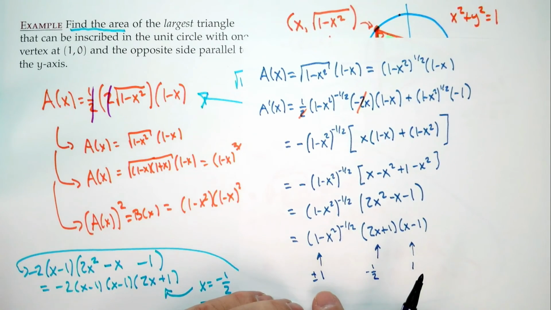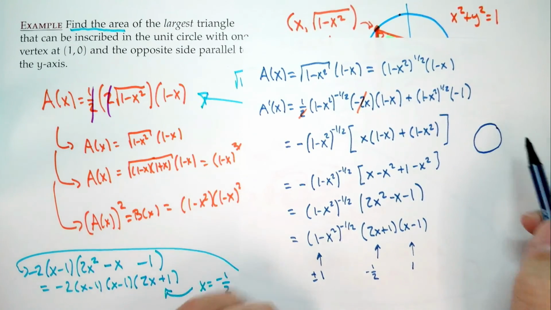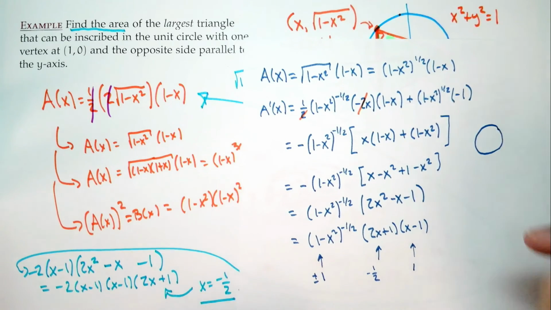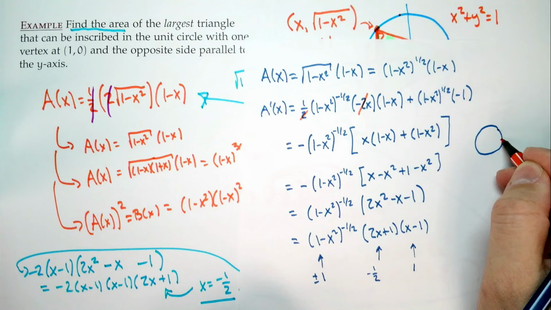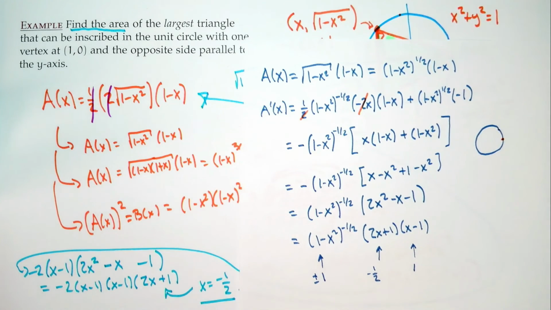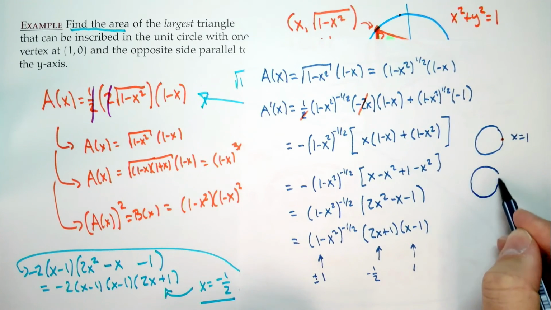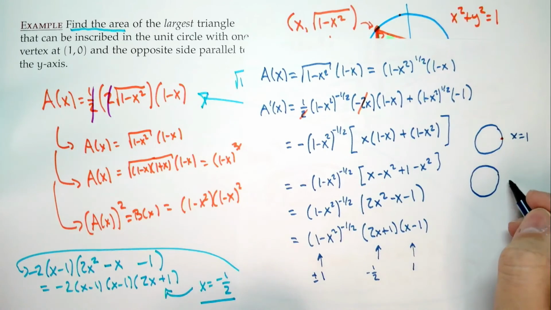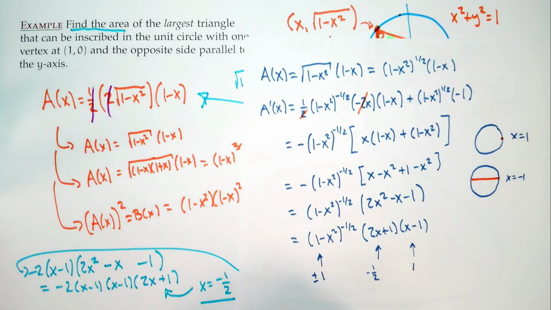Well, we know our area can't be maximized at plus 1 or minus 1. See, at plus 1, our triangle would be a really boring thing. It would be just a single dot. That's it, right there. You see it? It's so tiny, you almost miss it. That's at x equals plus 1. At x equals negative 1, what's our triangle look like? Well, it's almost just as boring. It's a triangle that goes like that.